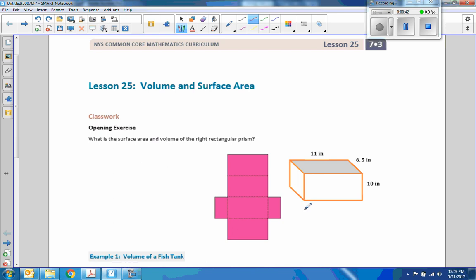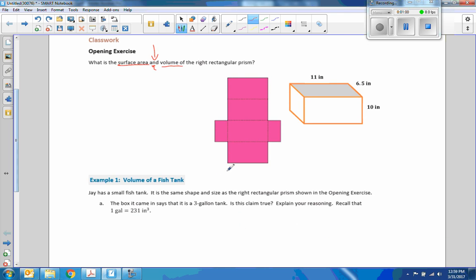Okay. So this is saying, what is the surface area and volume of this right rectangular prism? A lot of students don't read directions, and this is asking for two things, so we need to do both. To start off, I brought in this net to explain these pieces, and I'm going to write all the lengths down. So I know that this is 11, this is 11, this is 11, this is 11, 11, 11. The length does not change anywhere on the box.